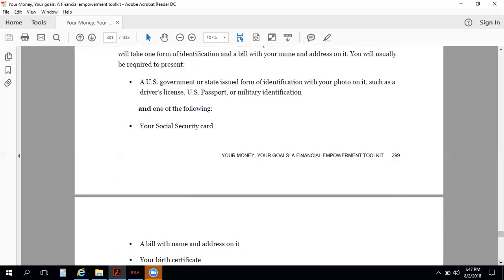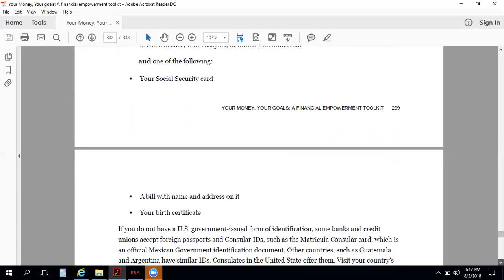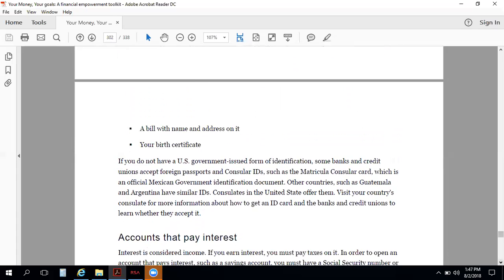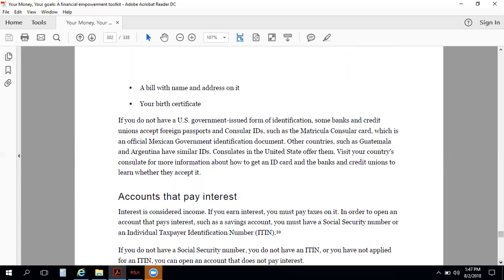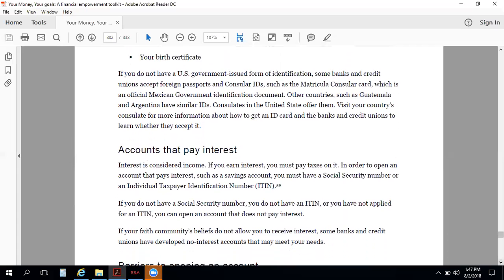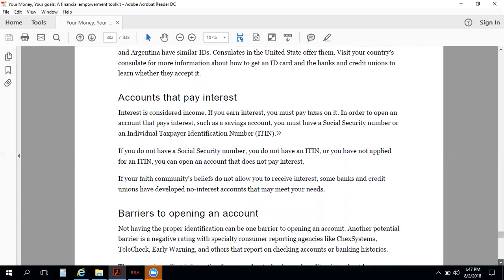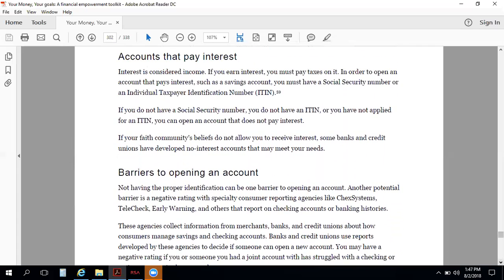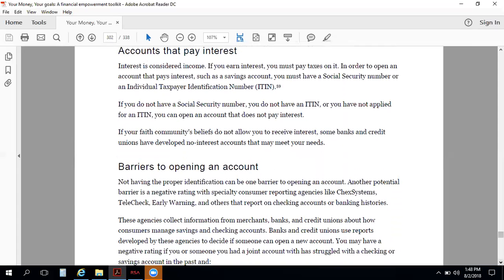It just goes through some of the documentation that might be asked of a client when they set up an account, like an ID, like a passport, driver's license, social security card, or birth certificate, or a bill with the name or address on it. This talks about accounts that might pay interest, like a savings account.